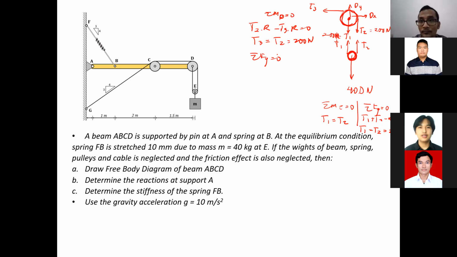Dy equals T1 plus T2, which is equal to 200 plus 200, equal to 400 Newton. How about dx? Using sigma Fx equal to 0, Dx equals 200, T3. So Dx equals 200 Newton. So you solved everything there, Dx and Dy.